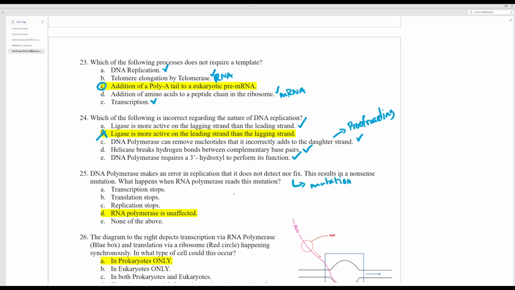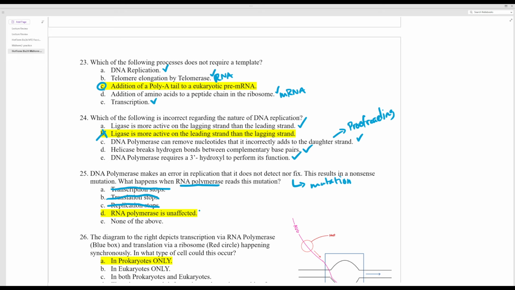Okay? So would transcription stop? No. A nonsense mutation causes premature stopping in translation, not transcription. RNA polymerase deals with transcription. B, translation stops. Well, yes, if we were asking about the ribosome. RNA polymerase would not stop translating. It was never translating in the first place. Replication stops. Well, why would replication stop if we're asking what RNA polymerase is doing? That doesn't make a whole lot of sense. Same thing, right? RNA polymerase is not actively involved in replication.